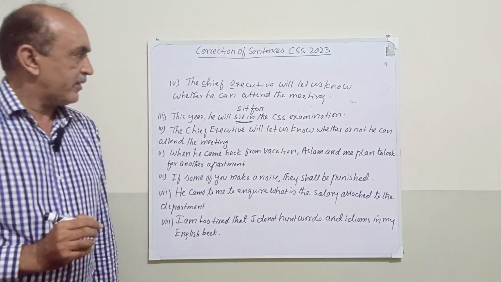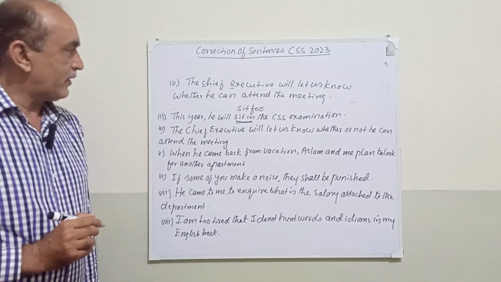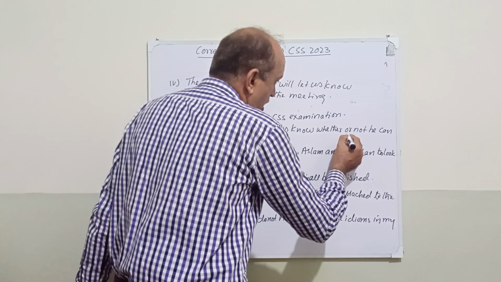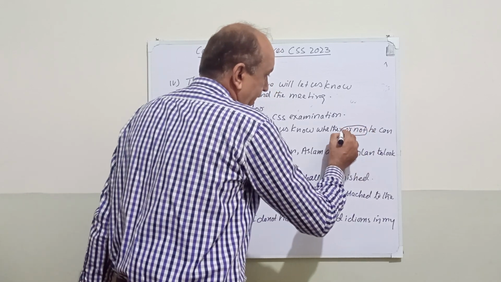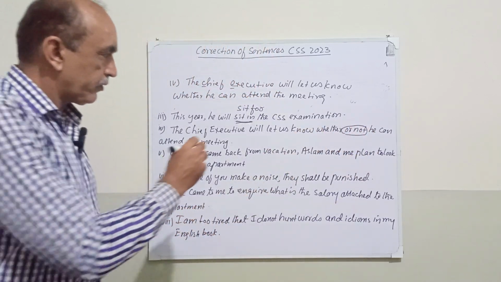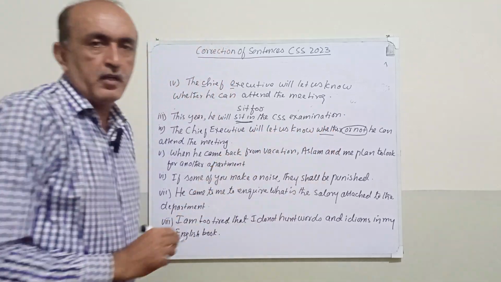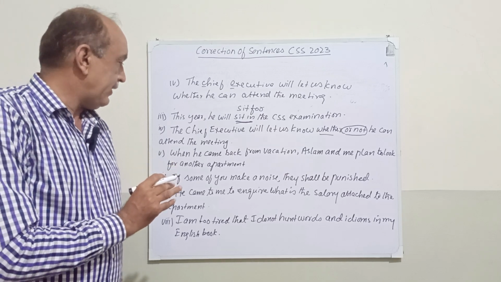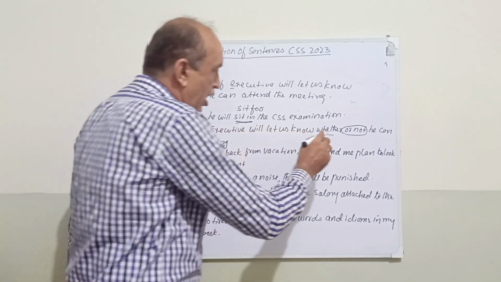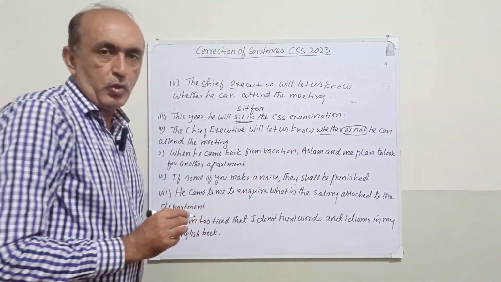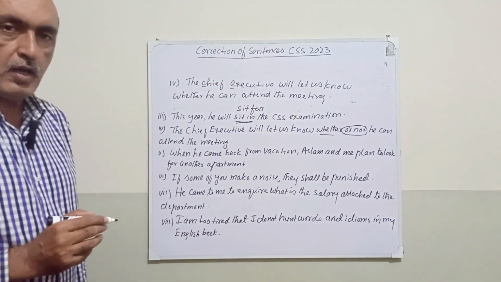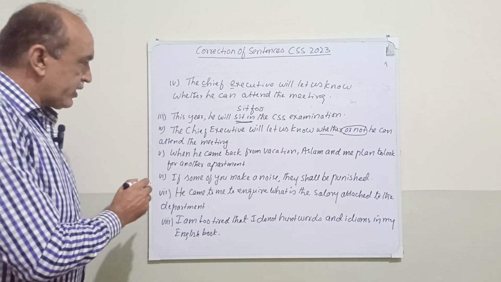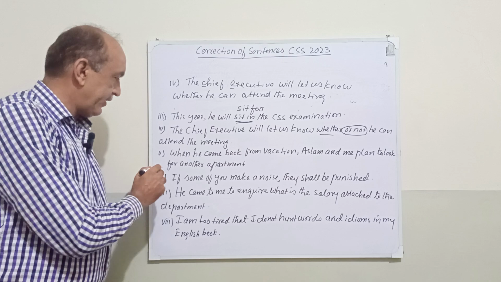The chief executive will let us know whether he can attend the meeting. Whether or not he... Now, "or not" is extra. In the case of "whether," it already means that it is understood whether he can attend the meeting. So "or not" is unnecessary over here. That is how we have made it correct. Now we go to the fifth sentence.